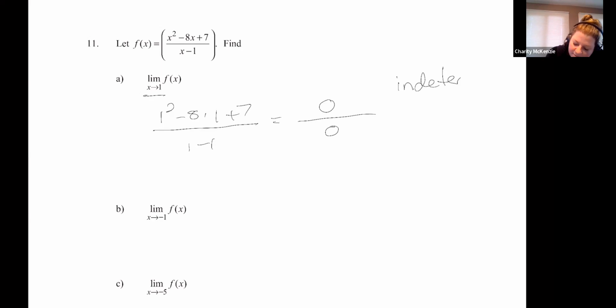So we would have 1 squared minus 8 times 1 plus 7 over 1 minus 1. I'm going to have 0 on the bottom for sure. 1 squared is 1, minus 8 plus 7 is also 0. This is indeterminate form, and that means you can't tell. Let me move my picture. There we go. And so we have to do something.